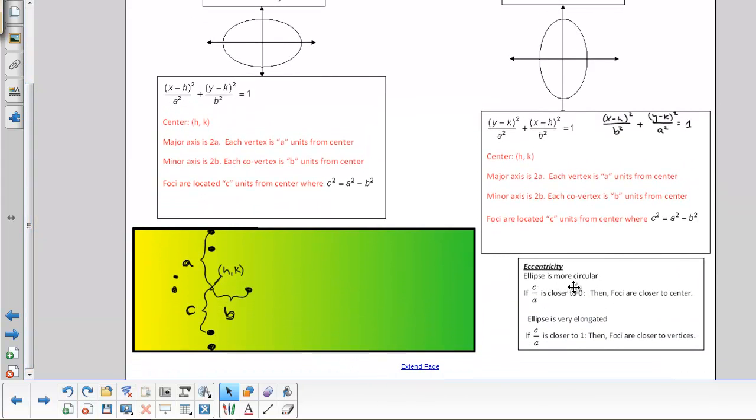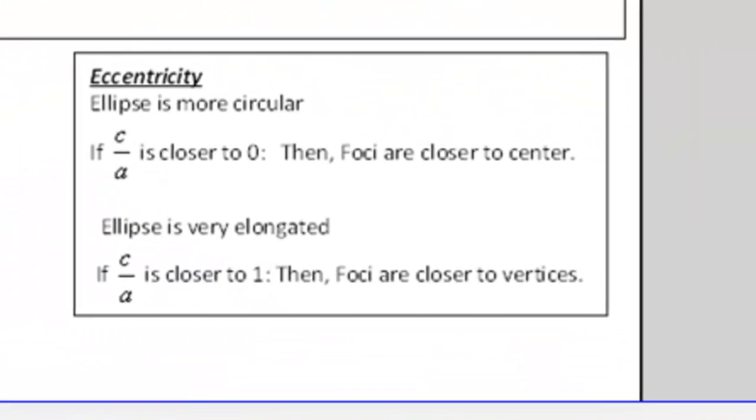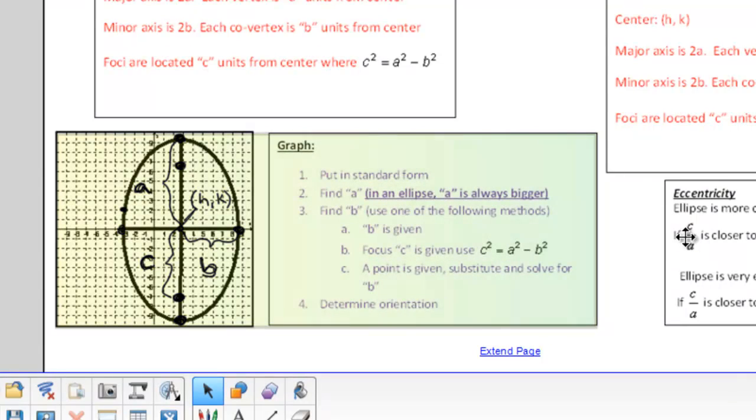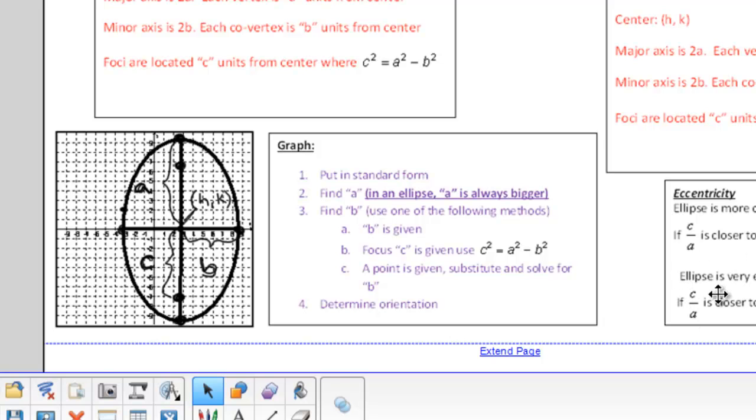Eccentricity shows how perfect an ellipse is, or how near to a circle it is. Remember, a circle is just a perfect ellipse. That's all it is, much like a square is a perfect rectangle. c over a is how you calculate eccentricity. If it's closer to 0, the foci are closer to the center. If c over a is closer to 1, the foci are closer to the vertices.